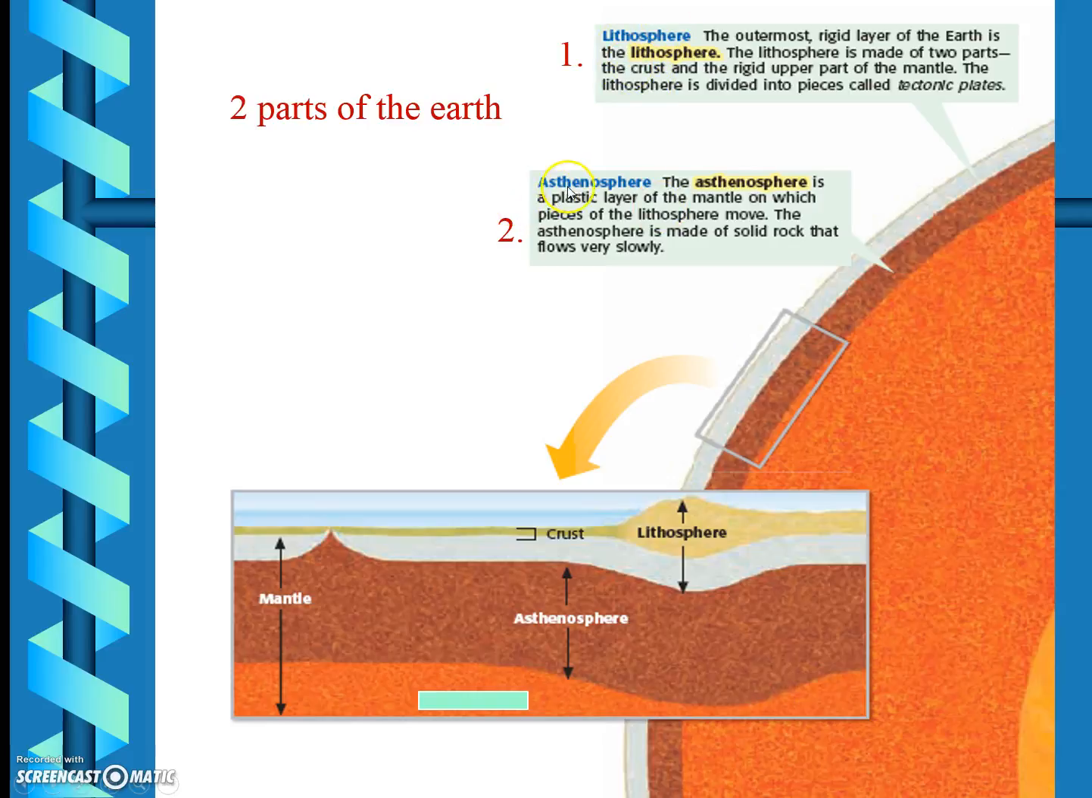The lithosphere and the asthenosphere are the two types right there. The lithosphere is the outermost rigid layer of the Earth. It's made of two parts, the crust and the upper part of the mantle. So it's right in here. And then the asthenosphere is right underneath the lithosphere. If you look at this right here, the lithosphere is right here, and underneath it is the asthenosphere. So that's exactly what we're talking about today.